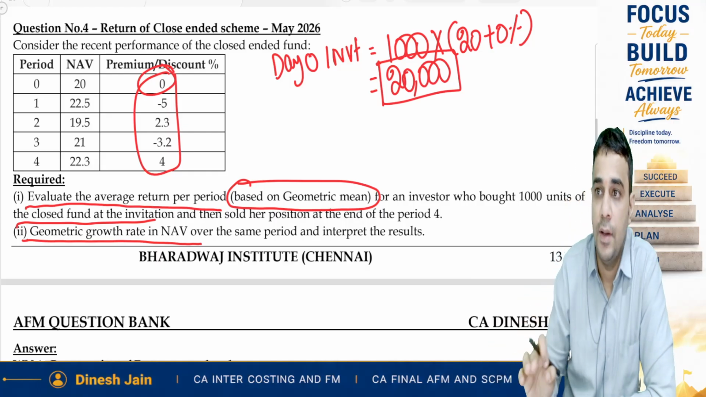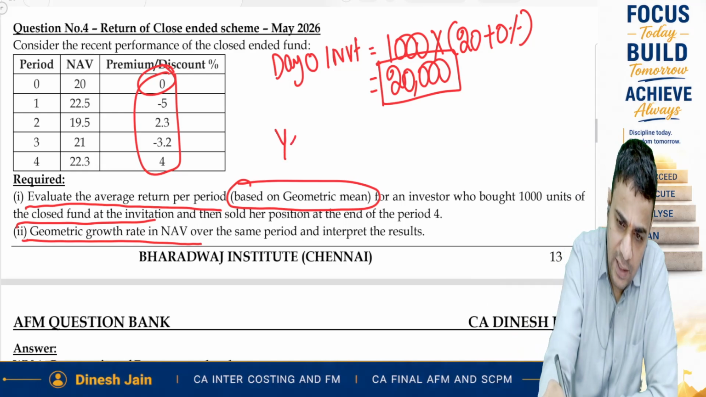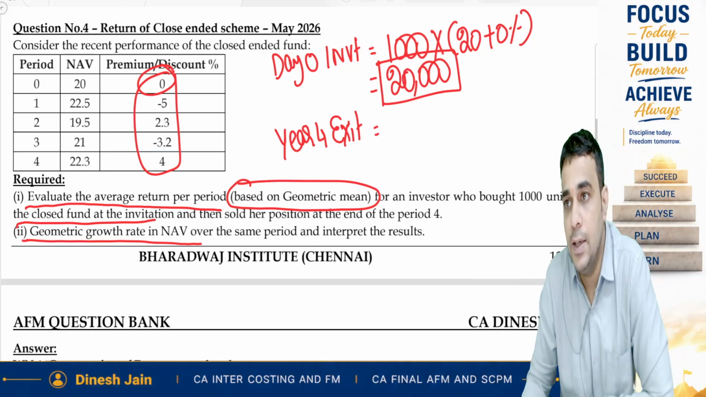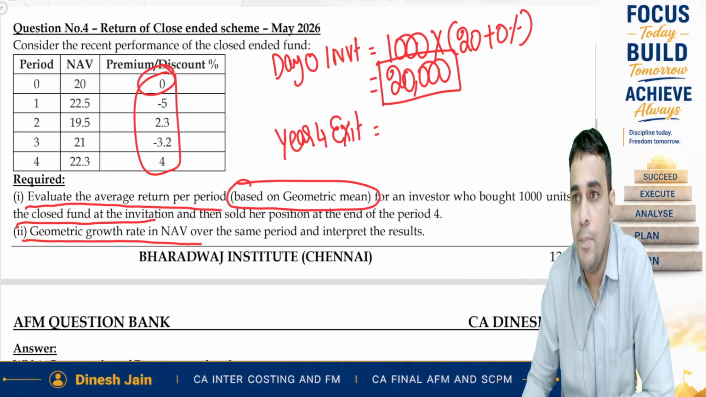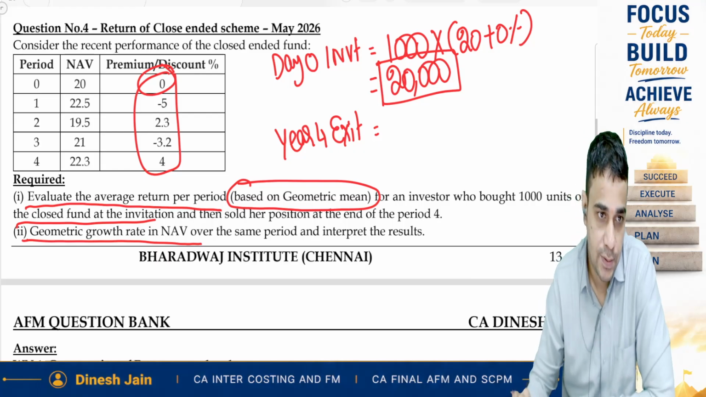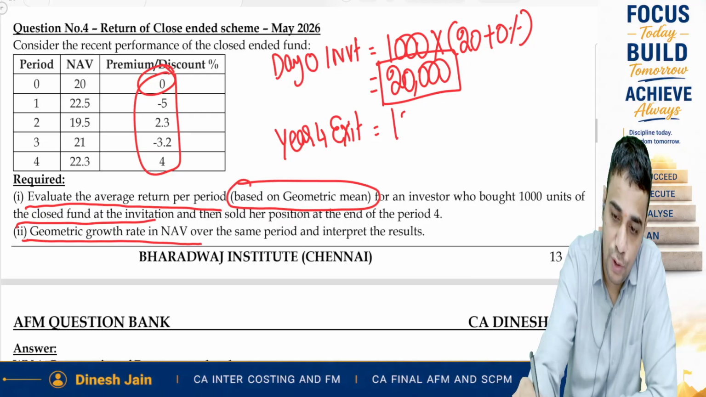Clear? Year 4. Exit. I exit in year 4. Addendum question number 4. You can write that and then solve it. This is the extra set of questions which I've added in the material. Year 4. Exit. 1000 into what NAV I am exiting?